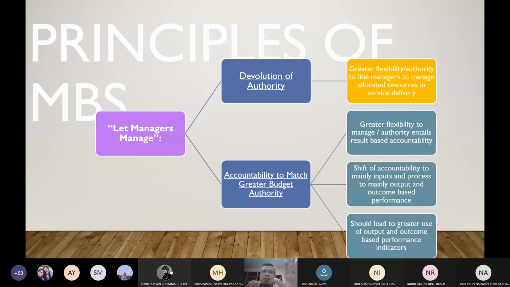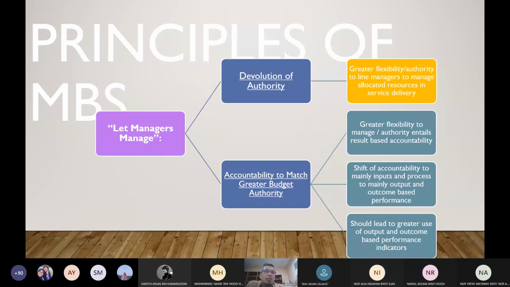Okay, so similar idea: when we talk about accountability to match greater budget authority, they also speak of changing accountability to result-based accountability. So they give you flexibility, they don't want to control you on the details, but they hold you accountable for the results. In the sense that you give more trust to the managers to perform.